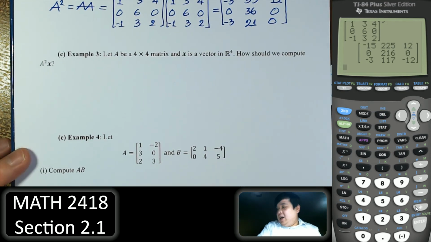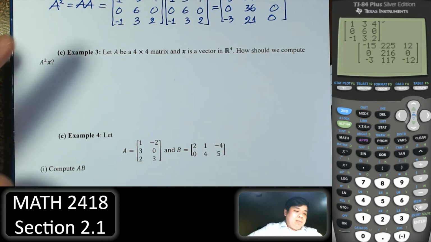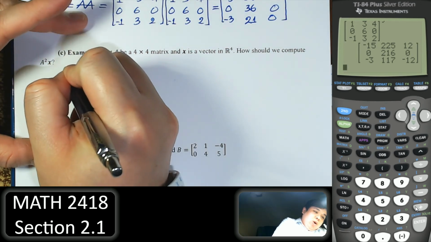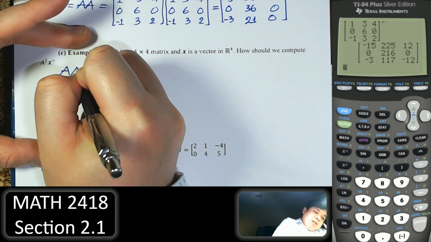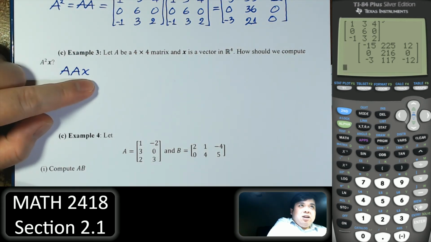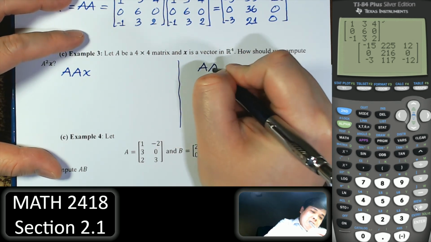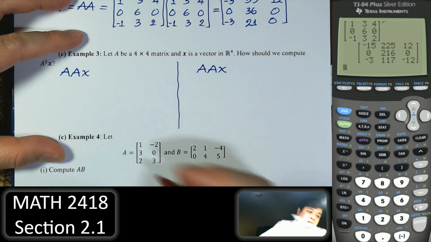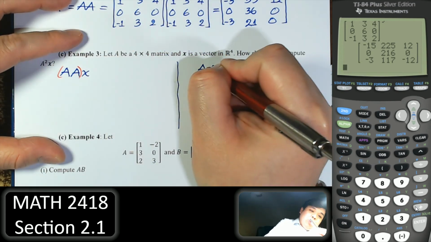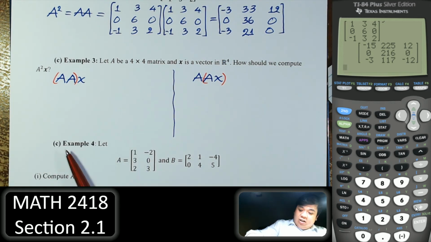Right, now, next is an interesting problem. We have the matrix A. How should we compute A squared x? So let's just write it out. We have A squared x. So should we multiply A by A and then by x? My question is, do we do this first or do we do this first? By the way, x is a vector, so I just write that as a vector.